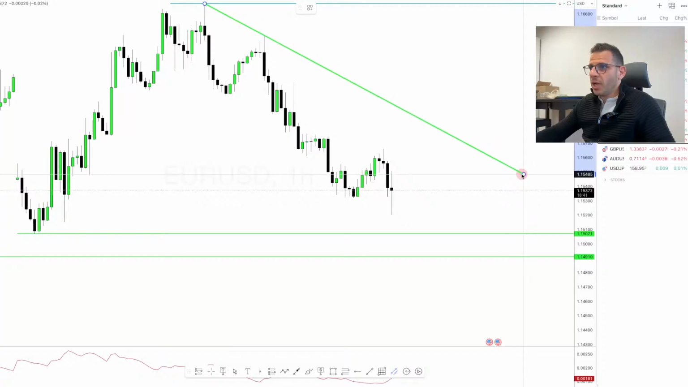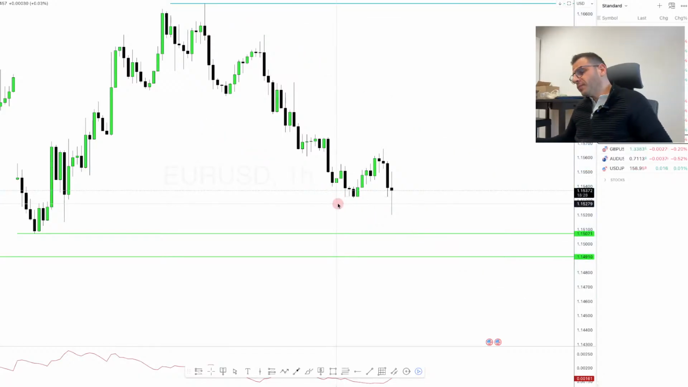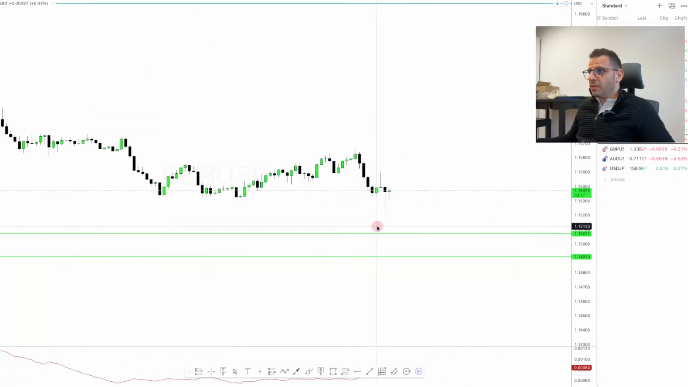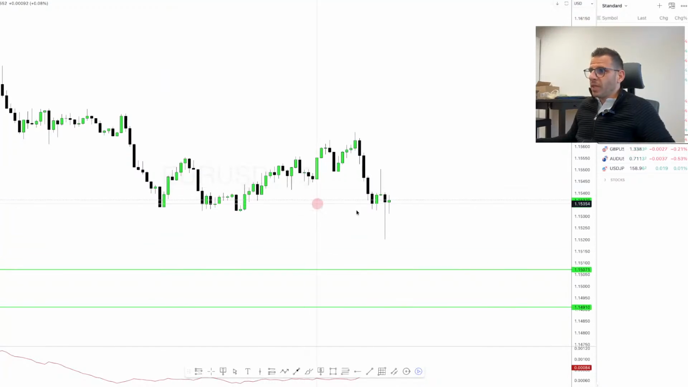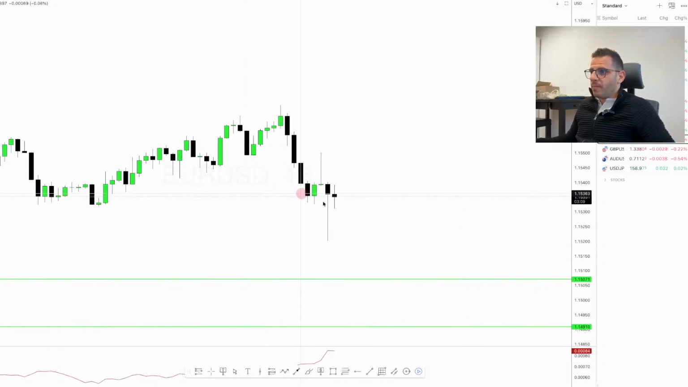We can use some channels to check if they can fit. No, that's not a valid one. So the only valid channel is this, and I don't really like it. So right here, I'm going to try to avoid as much as possible the euro for this session, but in case we get a very obvious candlestick reversal, especially, we can trade it.